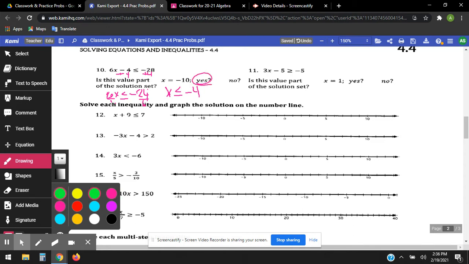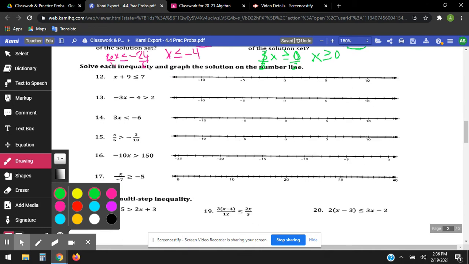And one more. 3x minus 5, let's add 5. Those cancel. So I have 3x is greater than or equal to -5 plus 5, which is 0, actually. If I divide by 3, x has to be greater than or equal to 0. So is 1 greater than or equal to 0? Yes. All right. Good to go.